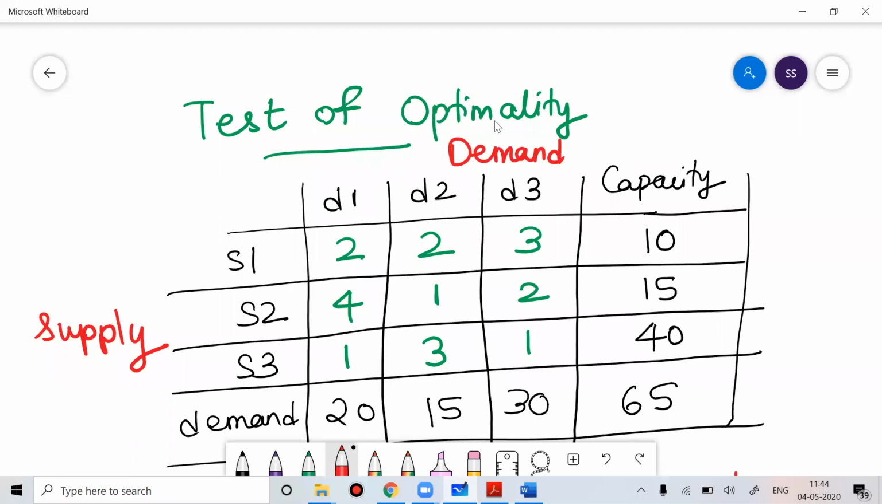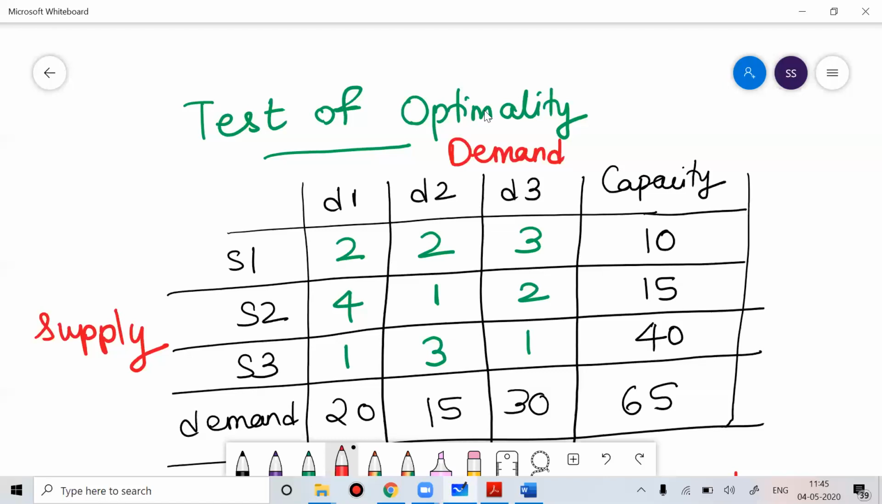Now before we solve the problem, whenever we get this matrix, we have to make sure that the total sum of demand is equal to the total sum of supply. Here you can see the total sum of demand is equal to the total sum of supply. Two things you have to see: that the total demand equals the total supply, and that the given matrix is a minimization matrix. Once you are sure about these two things, you can find the initial basic feasible solution.